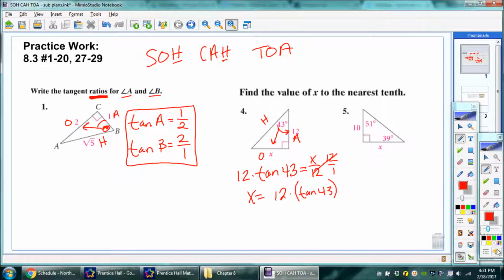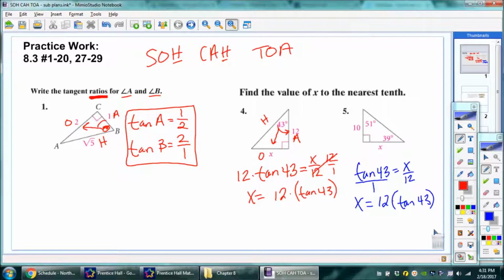But I do want to show you another way you can do it. You have tan of 43 equals x over 12. Put tan of 43 over 1, because tan of 43 over 1 is still tan of 43. And then you can cross multiply because you have a fraction equals a fraction. So we have x times 1, so x equals 12 times tan of 43.